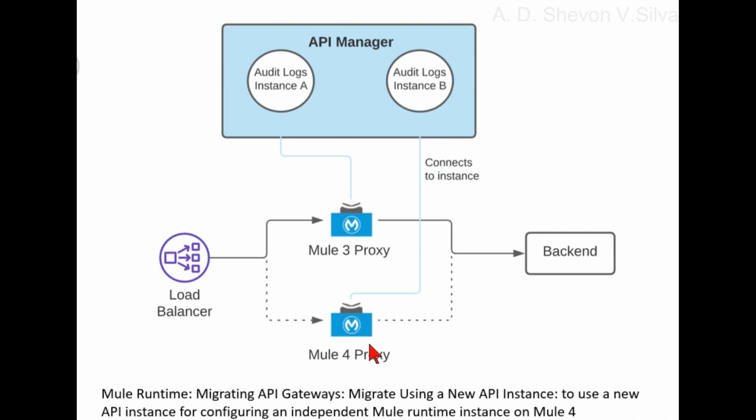In the left navigation pane in the API Manager, apply alerts, SLA tiers and policies to your API. If your API uses contract-based policies, for example, client ID enforcement policy, migrate the contract of the API instance. If you completed configuring your API, start your Mule 4 application and try sending it a request. After successfully validating your application, undeploy your Mule 3 application.